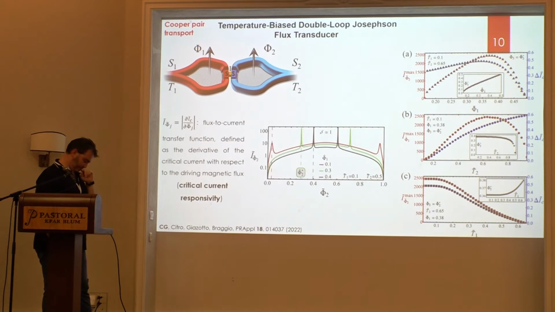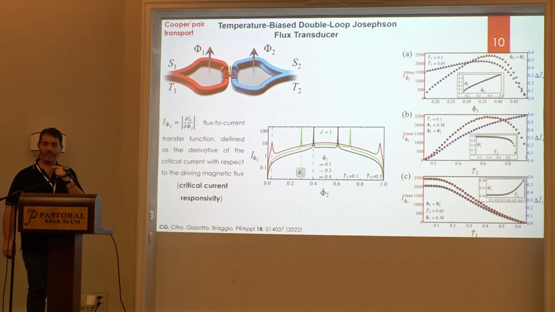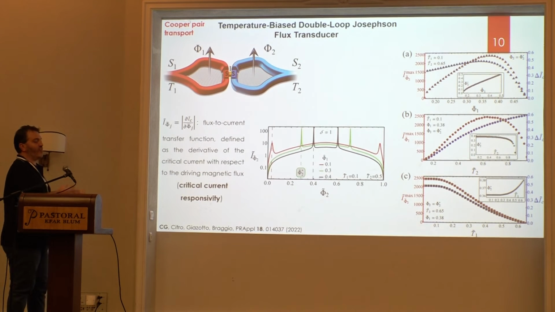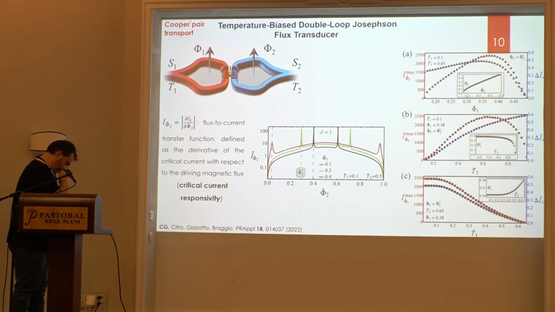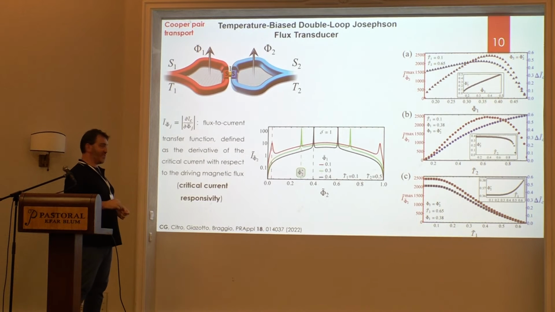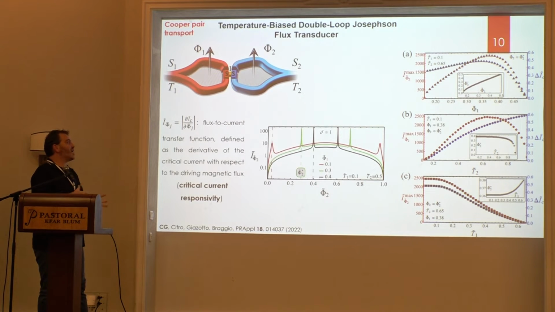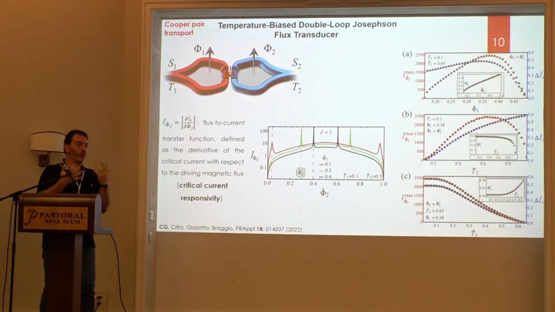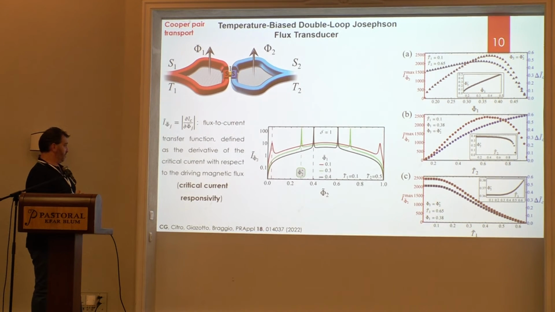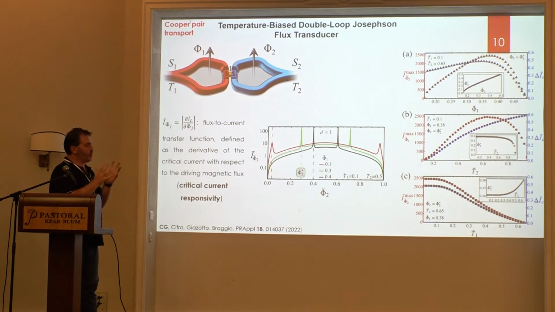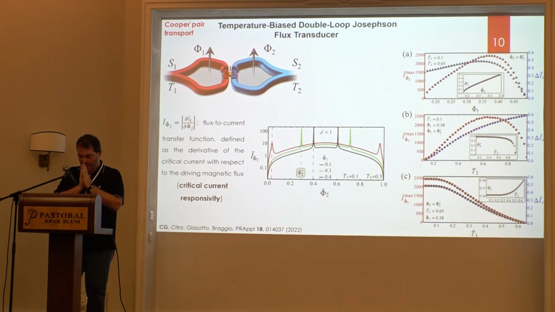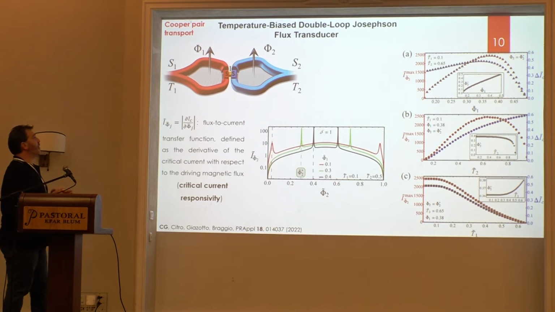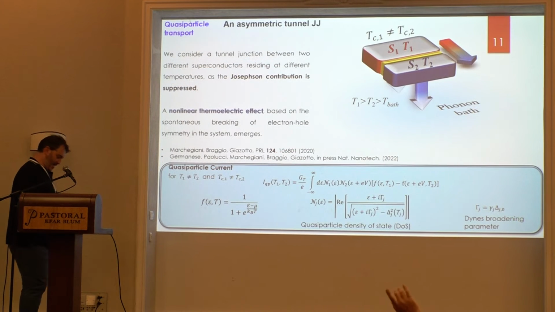Even in this case, we can define a figure of merit, which is the flux to current transfer function for this system, study how it behaves, and search for the optimal working point. And this is, again, another theoretical proposal, for sure. This concludes the part about the Cooper pair transport. And we looked also at the quasi-particle transport. This is another part of the story.